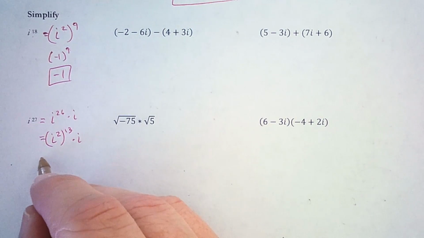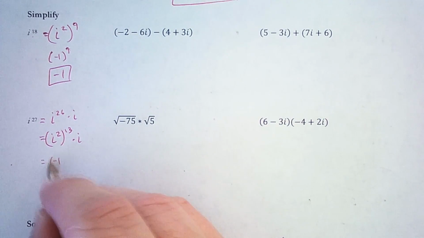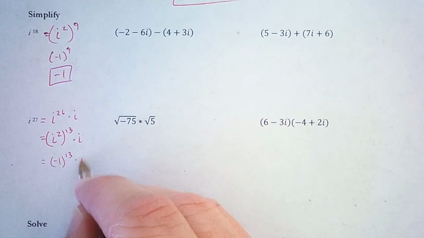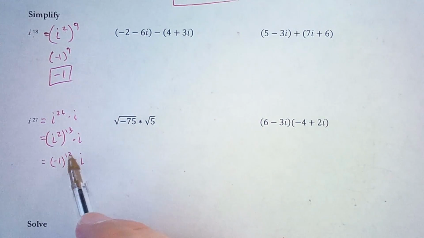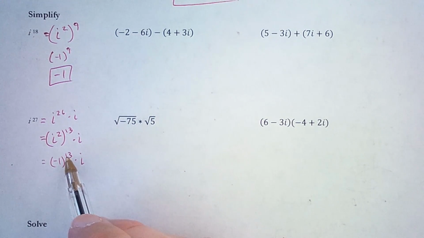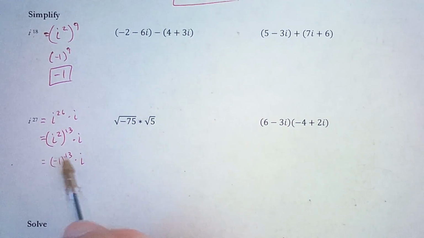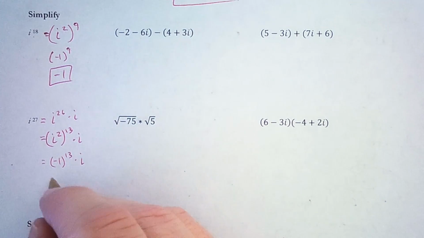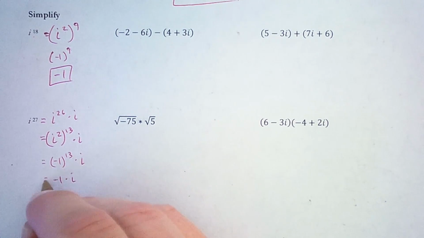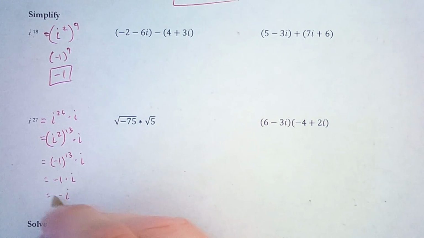i squared is -1, so that equals -1 to the 13th power times i. If this were an even power, it would cancel out that negative, but it's not. It's odd, so it keeps that negative. So it's -1 times i, which is -i.